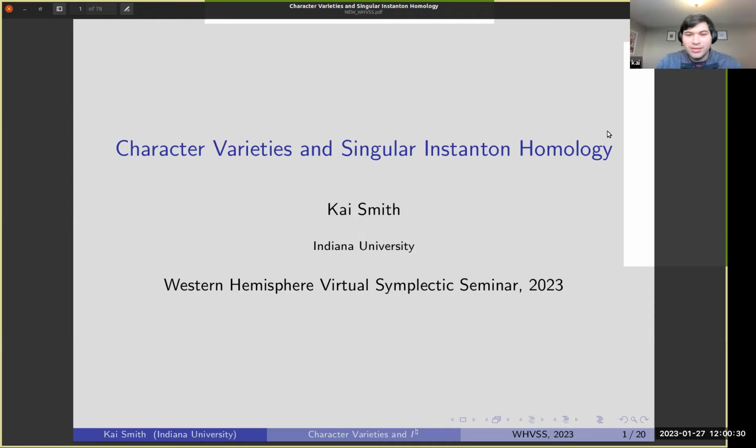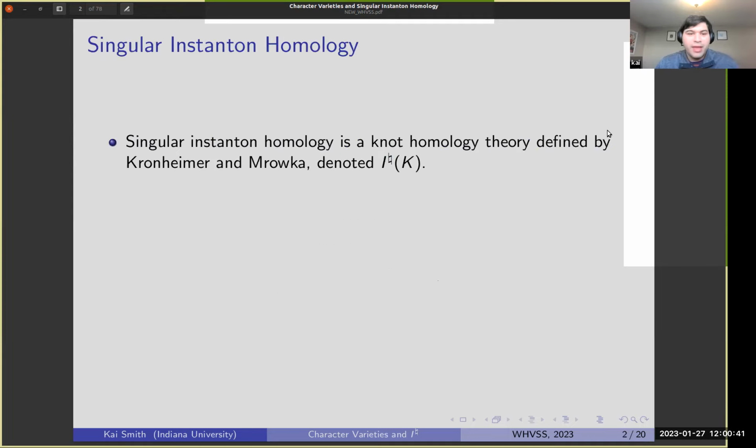Thank you for the invitation to talk. So I'm going to talk about how character varieties can be used to study knots, and the motivation for that comes from singular instanton homology. So I'll start by talking about that.